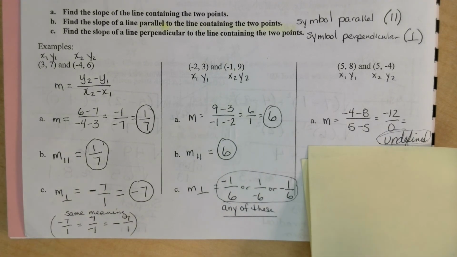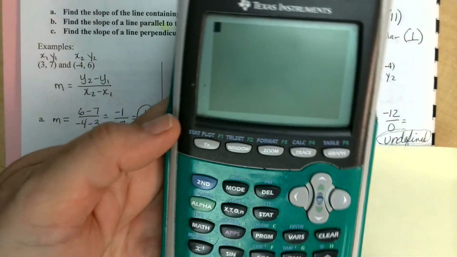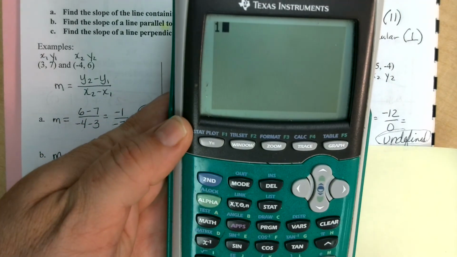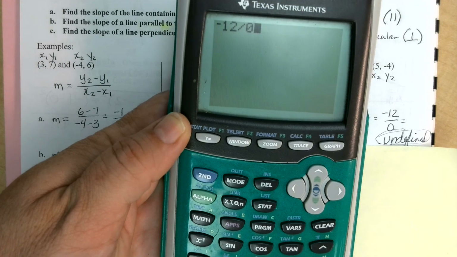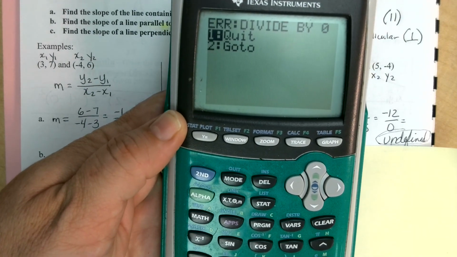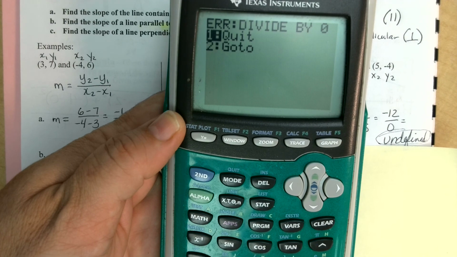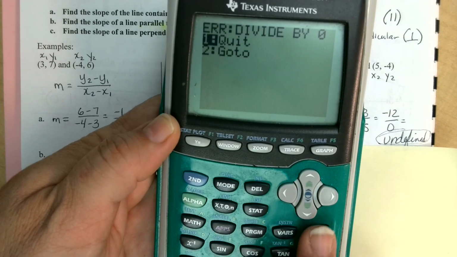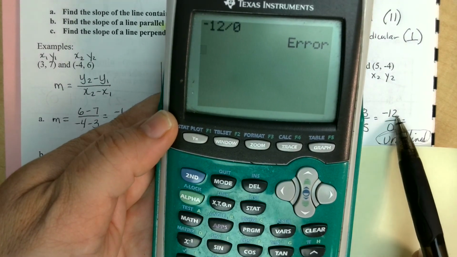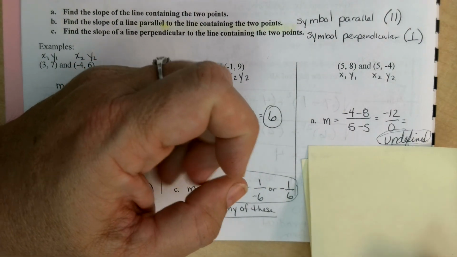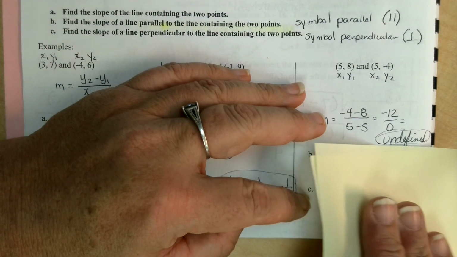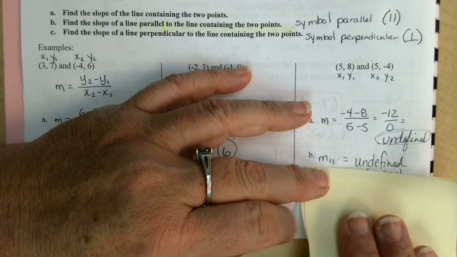And the reason it's undefined is if you take a calculator and you take 12, or we should say -12, divided by 0, the calculator is going to error on you. It's going to say error, you're trying to divide by 0. And that's because it's impossible to take a number and divide it into nothing. So therefore it's undefined. So the slope parallel is also going to be undefined.